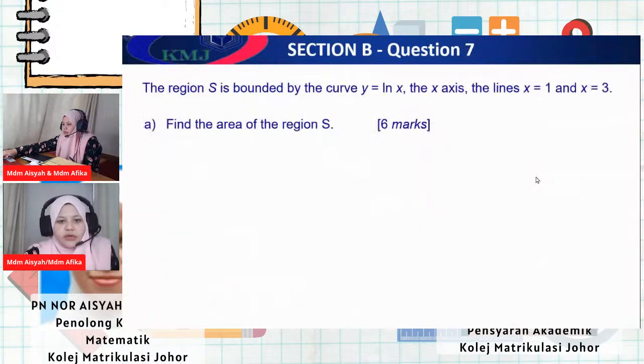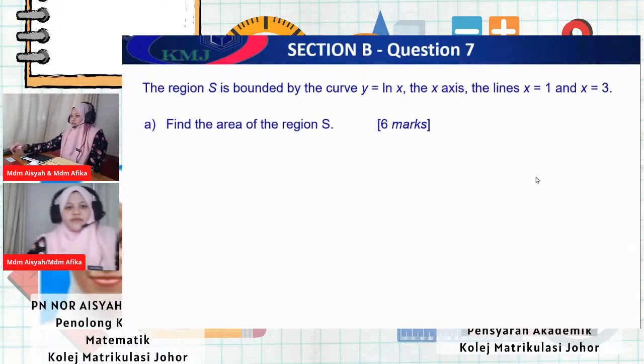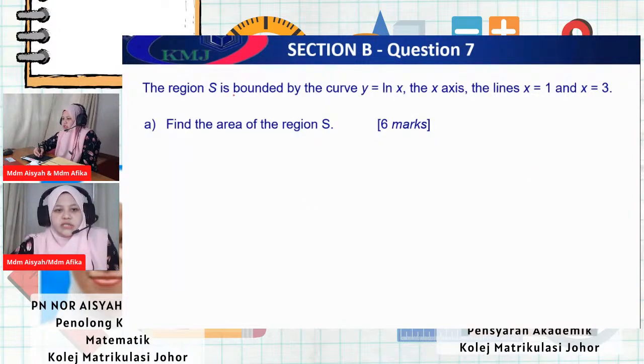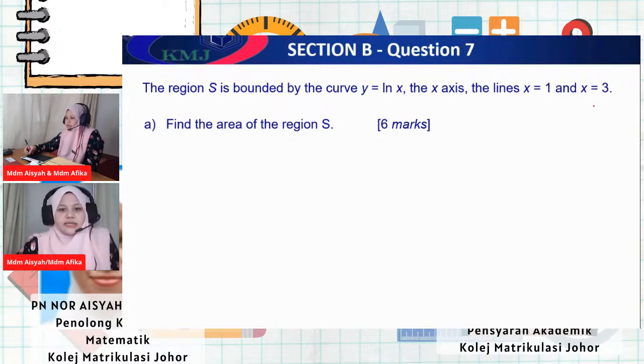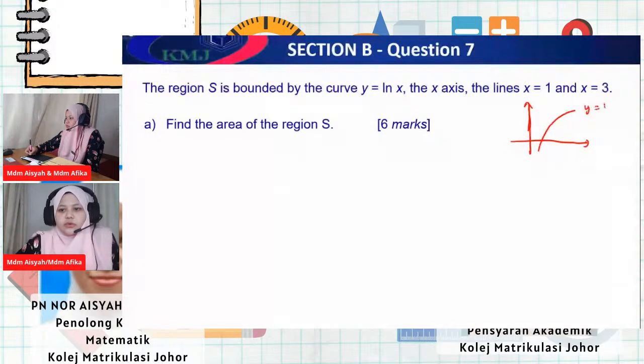Now we reach the last question, which is question 7. You have the region S bounded by the curve y equals ln x, the x-axis, the line x equals 1 and x equals 3. Question A: find the area of the region S. If you want to see the graph, it actually looks like this. This is the graph for y equals ln x. This is x equals 1. You can check when x equals 1, y equals 0. ln 1 is 0.